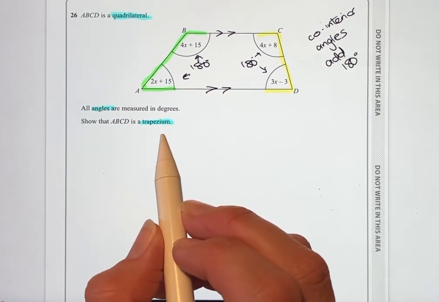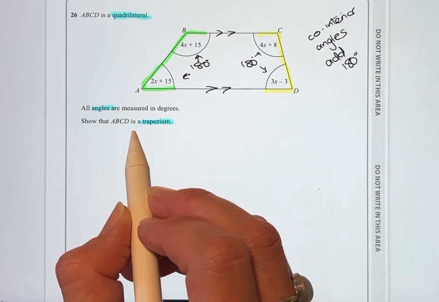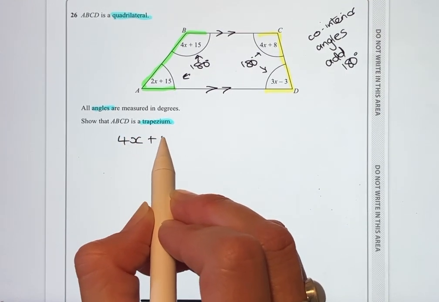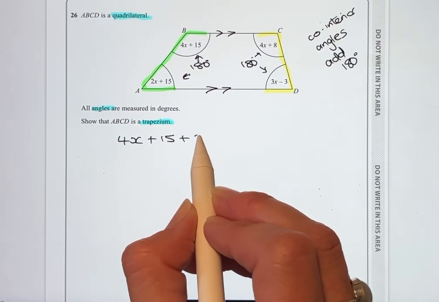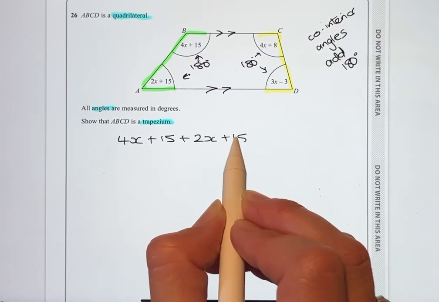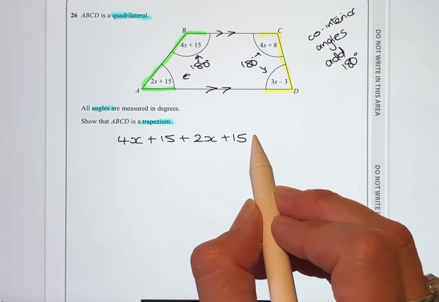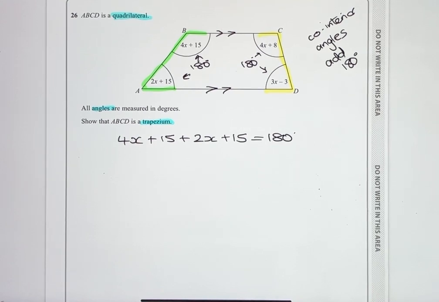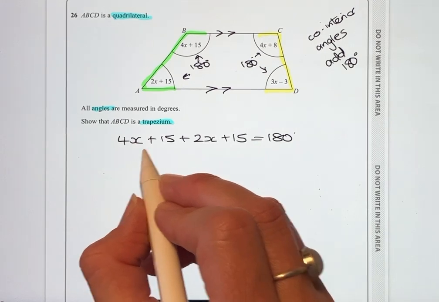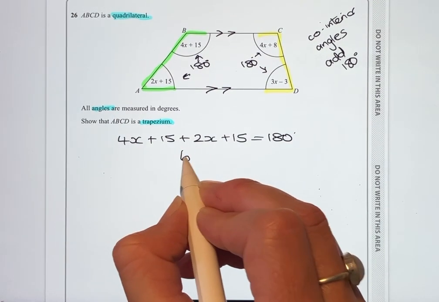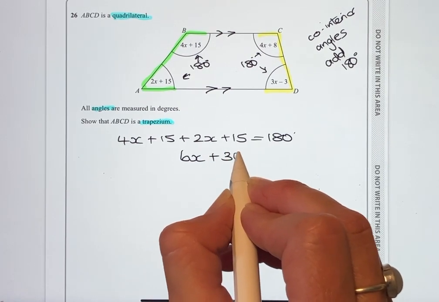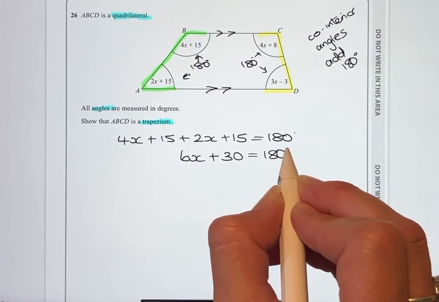So we're going to start to write the algebra. The ones in green, the two angles that I've put together in green, we have 4x plus 15 plus 2x plus 15. And we've just written that they must equal 180 degrees. So that's one equation. Now I'm going to solve that equation. So I've got 4x plus 2x is 6x, and I've got 15 plus 15 is 30. So plus 30 equals 180 degrees.